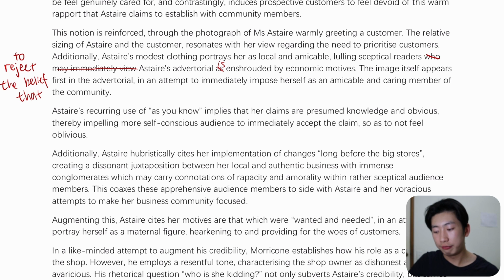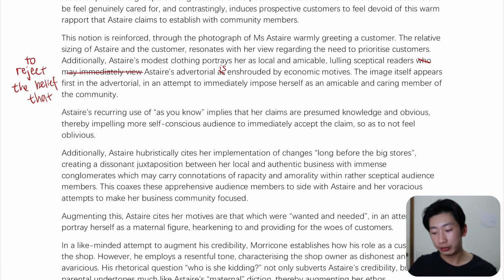And then this second half makes sense because it shows how this image is trying to portray Astaire as someone who is friendly rather than someone who's only concerned about profit. Yeah, great analysis here. Just that one sentence that might need a bit of fixing or a bit of clarification, but that's it. Alright, Astaire's reoccurring use of "as you know" implies that her claims are presumed knowledge and obvious, thereby impelling more self-conscious audiences to immediately accept the claim, so as to not feel oblivious. So very good how, what, why.